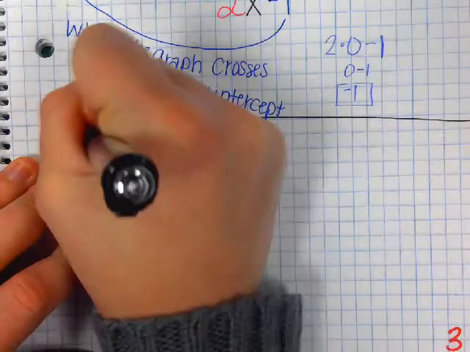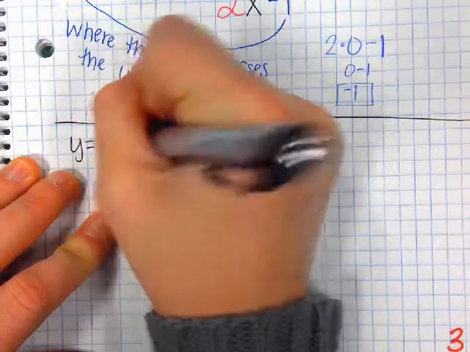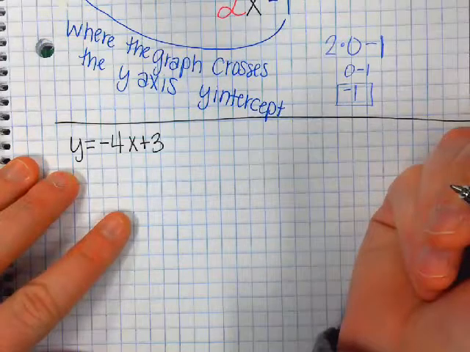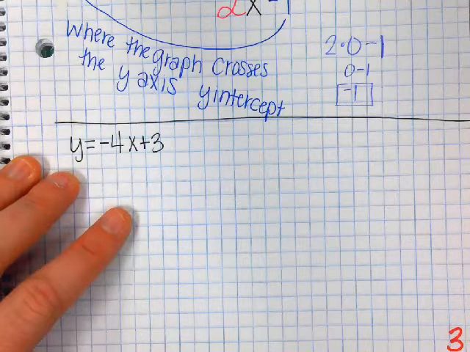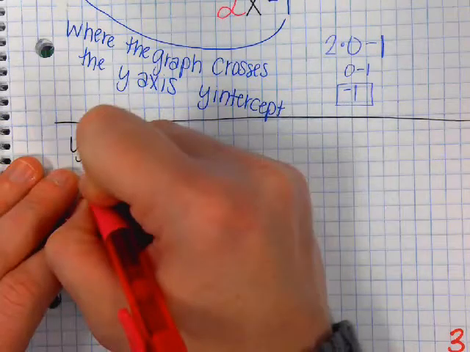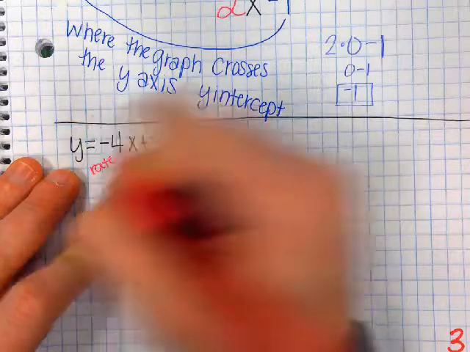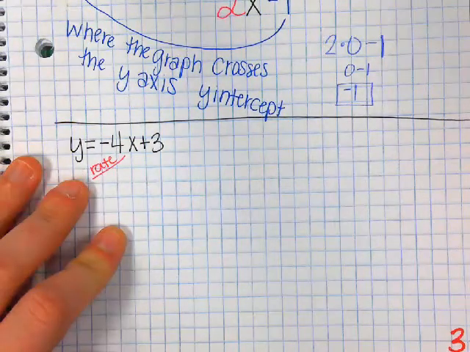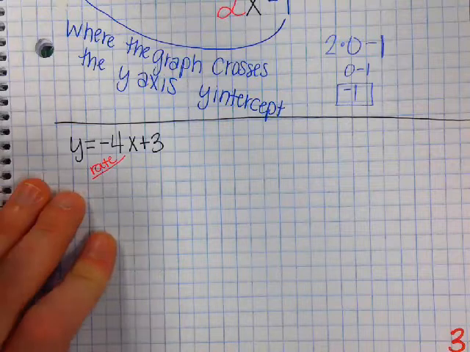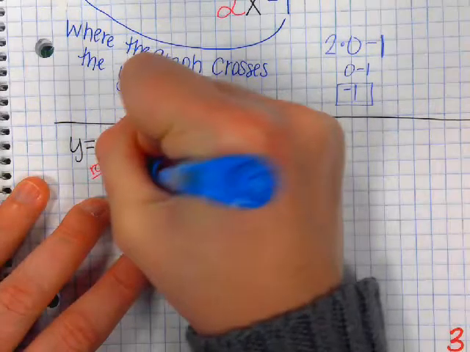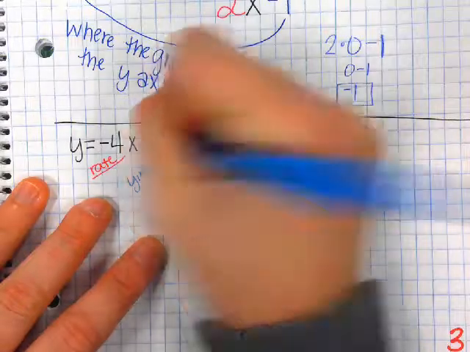Now the other thing is if they give you an equation and they tell you to graph it. So if I gave you an equation, y equals negative 4x plus 3, and I said to graph it. Now remember that negative 4x, whatever's multiplying by the x, is always your rate or slope. And then the 3 I just told you is where it crosses the y-axis or the y-intercept.